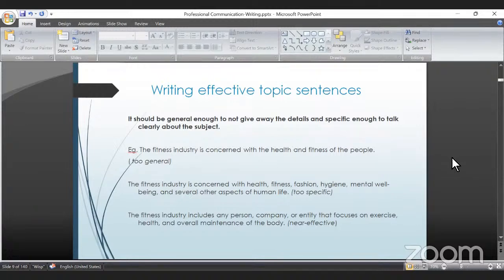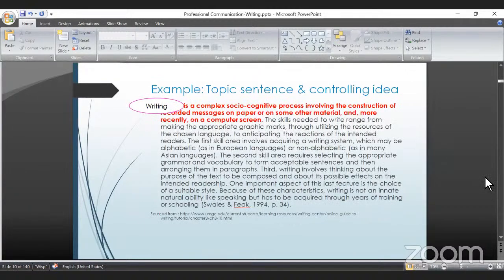Okay, I hope people are still around. Let's look at an example of topic sentence and controlling idea here. Read this silently and tell me what you identify as the topic and the controlling idea. I'll talk to you about it, but first read that paragraph carefully and tell me what you see.